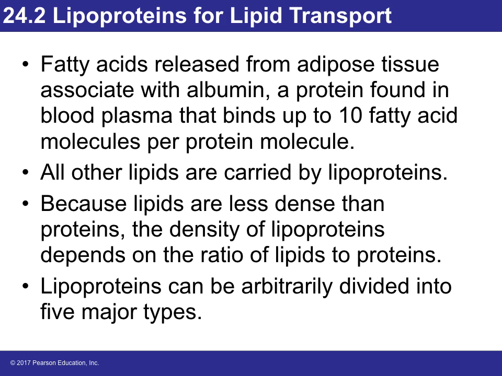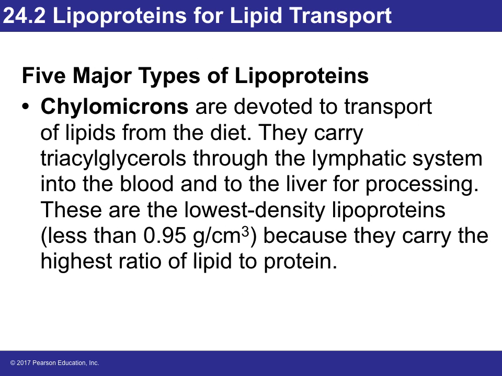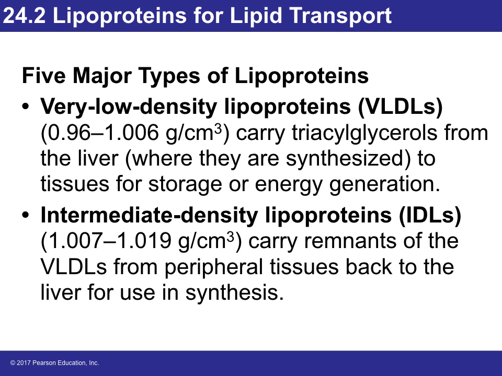So we have 5 major types that I would like you to memorize. The chylomicrons actually are the lowest density of all, less than 0.95 gram per cubic centimeter. I'm not going to ask you to memorize the density exactly, but I need you to know the difference between the 5 major types. The next one is the very low density lipoprotein. They carry triacylglycerol from the liver, where it was synthesized, to tissue for storage or energy generation.